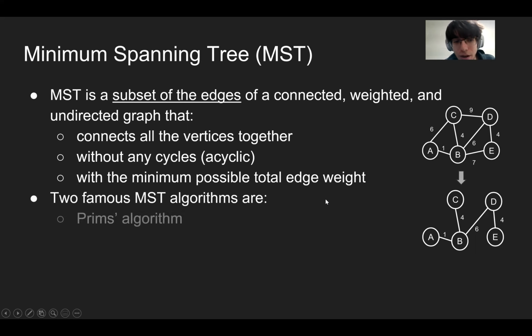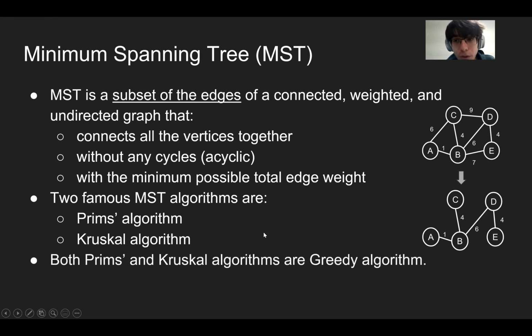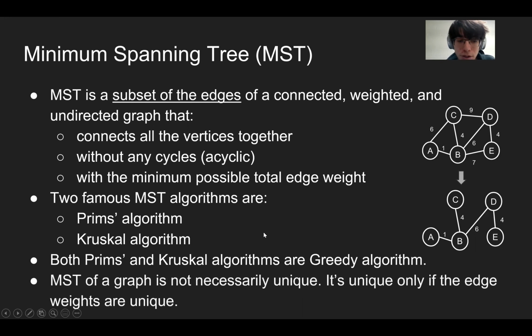So two famous algorithms are Prim's and Kruskal's. For Kruskal's, we're going to talk about why we need union find. Prim's, we don't. So we're going to talk about Prim's first. But they're both greedy algorithms. And the MST of a graph is not necessarily unique. It's unique only if the edge weights are unique, right?